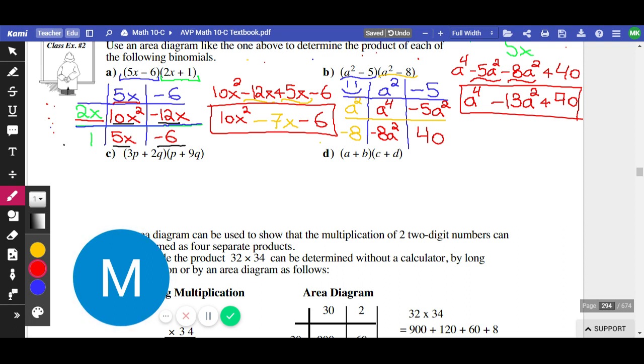Give C and D a try. Just try them on your own. No one can see your page. I'll put my answer up on the board and I'll go through it with you. But just try. See if you can do an area diagram.